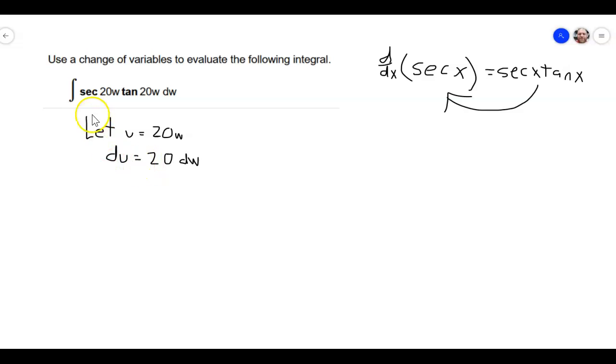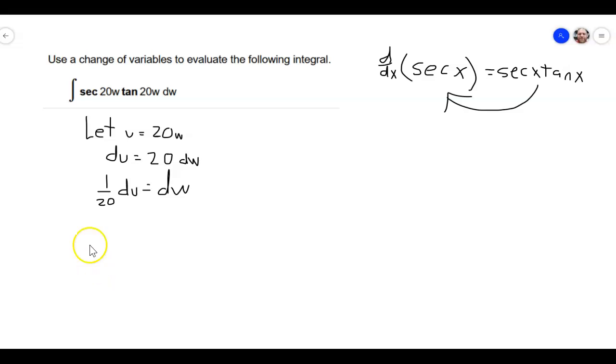So this is where I look back in my integral and I see once I take care of the secant 20w, tangent 20w, all I have left is a dw. So I don't need that 20 here. So I'm going to divide both sides by 20. So I'm going to get 1 over 20 du is just equal to dw. And what that's going to let me do is basically substitute everything out of here I need to get out of w's and into u's.